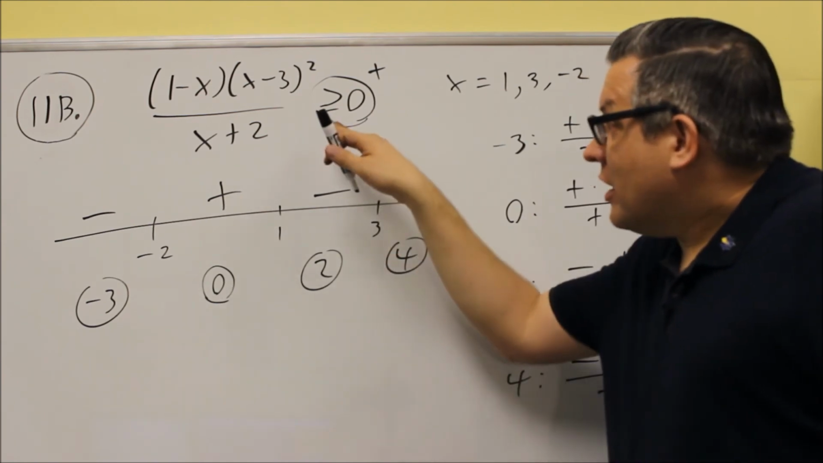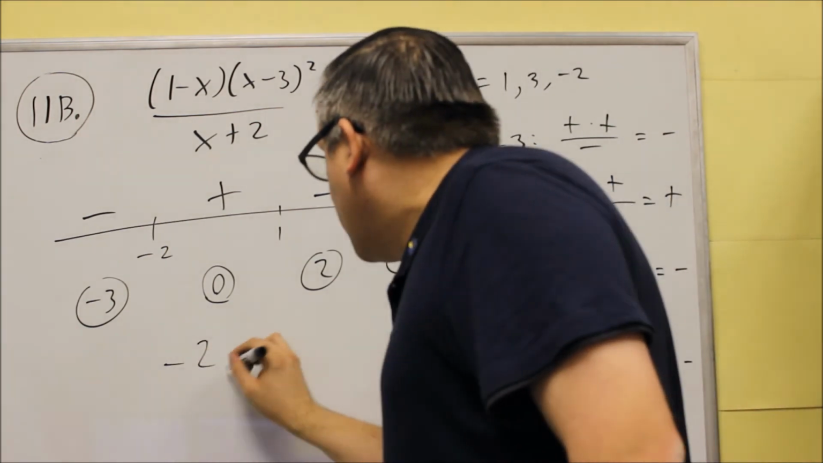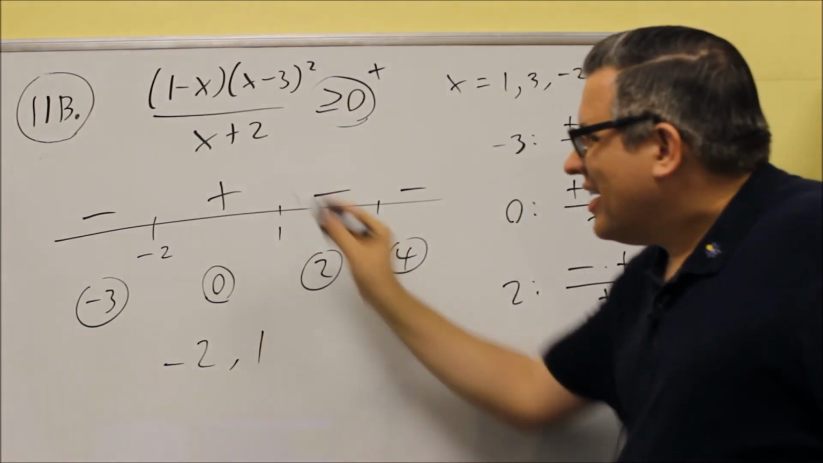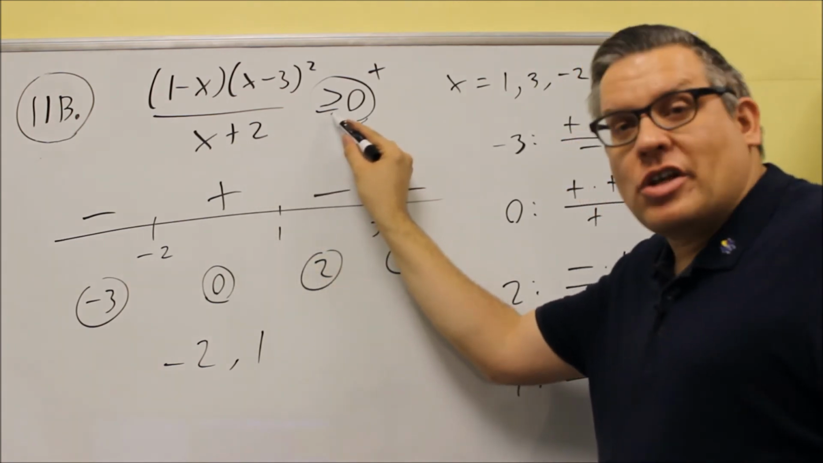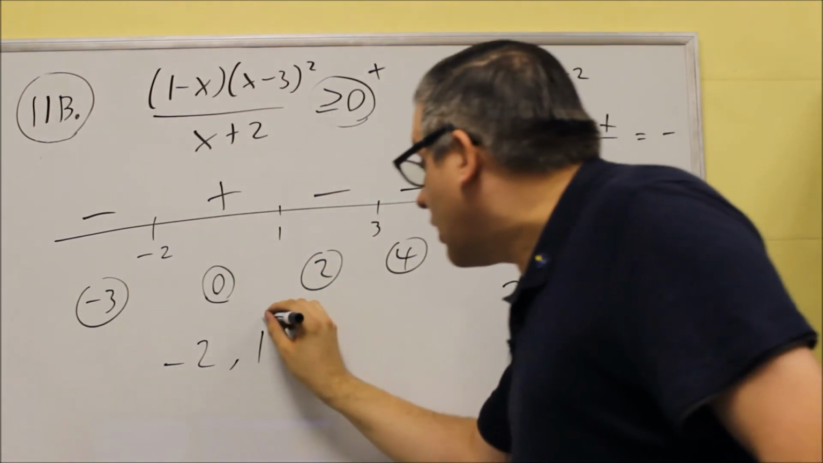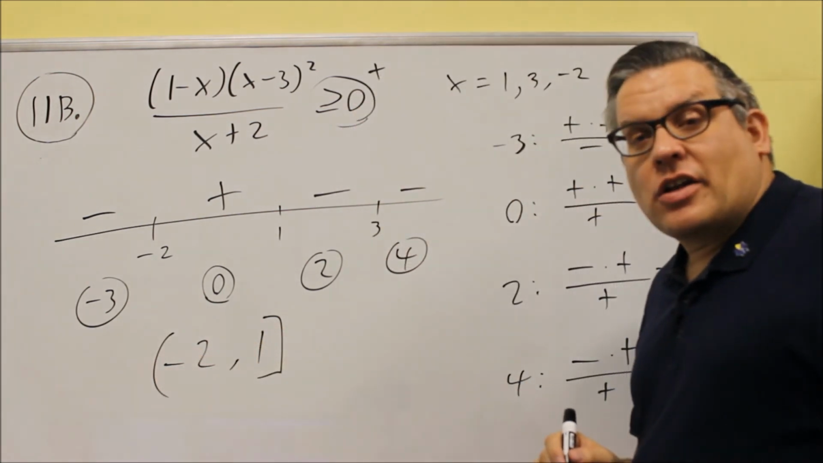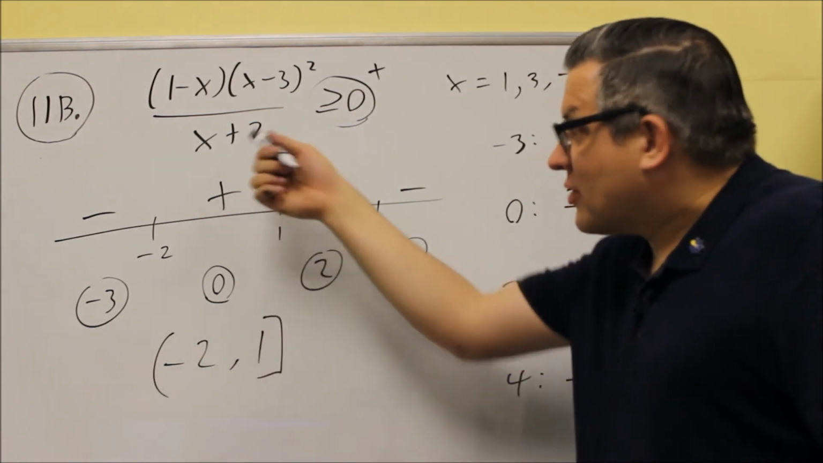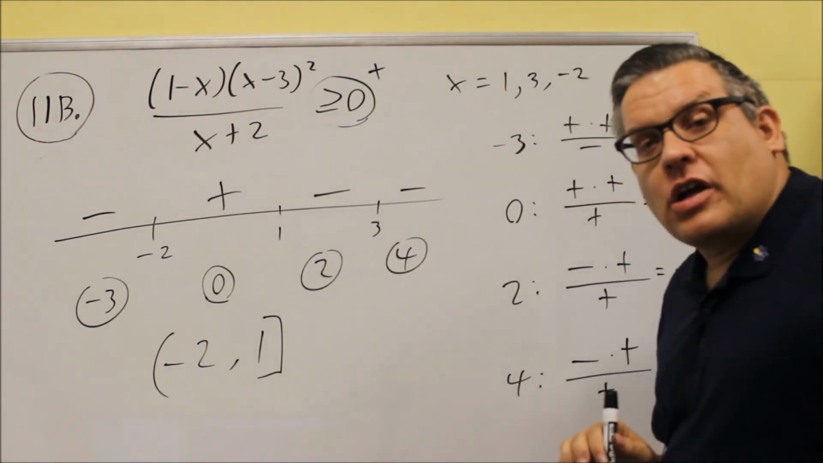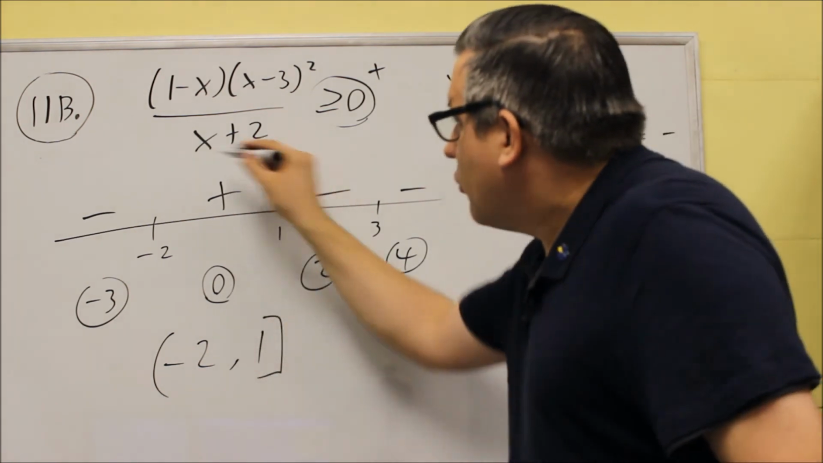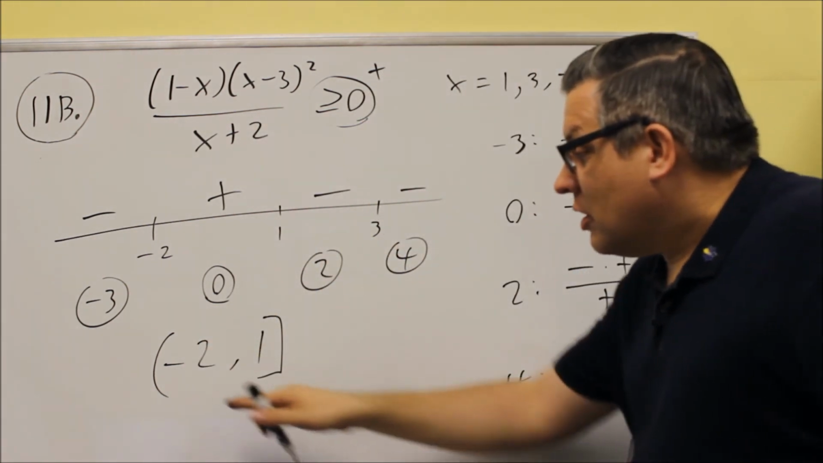Usually if you have an equal sign, you're going to use brackets on your answer, but we need to be careful on this one because -2 causes the bottom to be a 0. So even though I have an equal sign here where normally I would use a bracket like I'm going to use on the 1, I have to use a parenthesis on -2. Again, whatever number makes the bottom 0, that cannot be included for your answer. So whatever makes the bottom 0 is always going to be a parenthesis. So your final answer would be this.